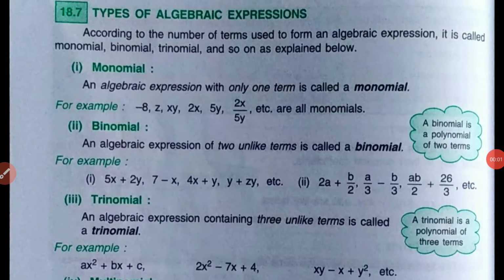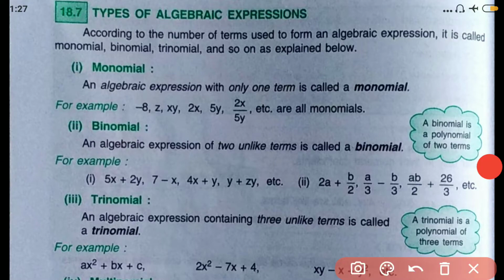This video is for class 6 mathematics, and in this video we are discussing types of algebraic expressions. Algebraic expressions we have already discussed in the previous video. According to the number of terms used to form an algebraic expression, it is called monomial, binomial, trinomial, and so on, as explained below. Number 1, monomial.